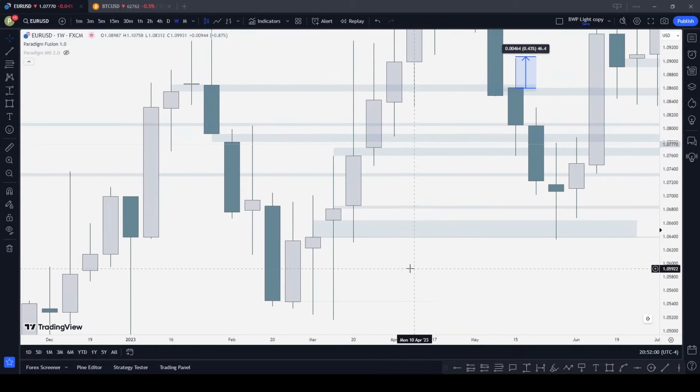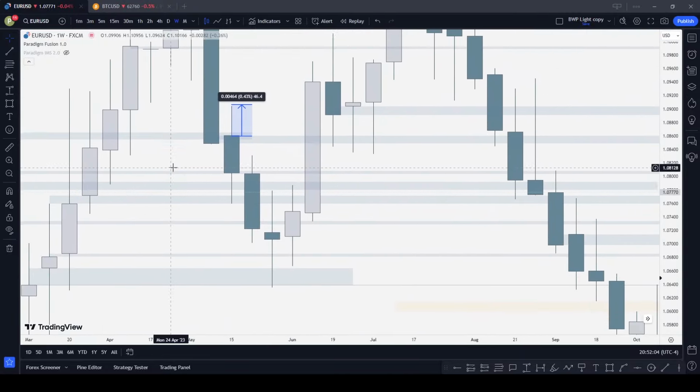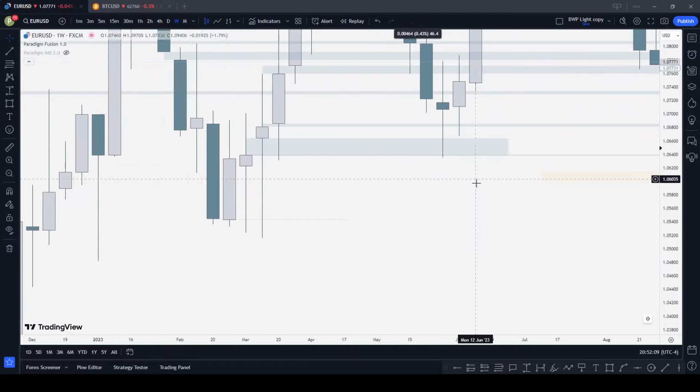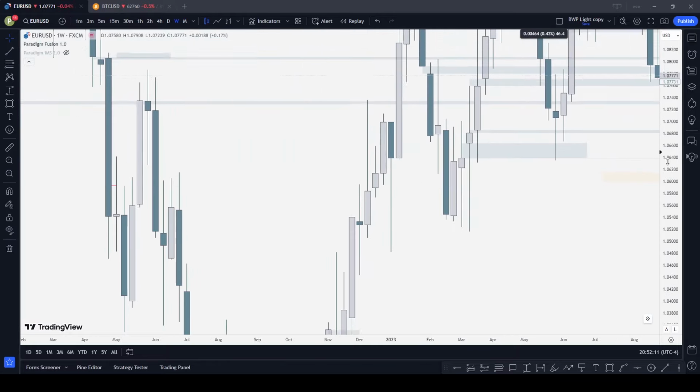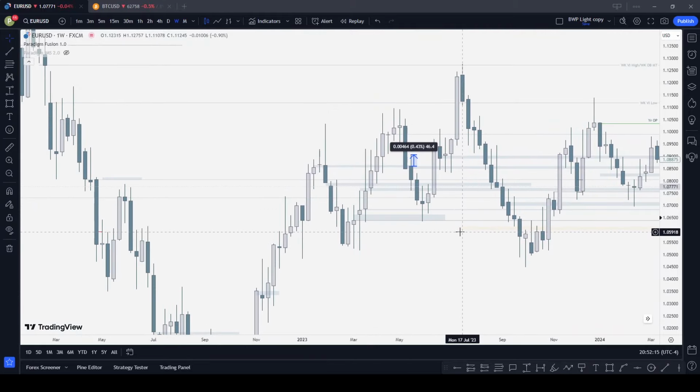Okay? Now you see the same thing repeating week in, week out. Alright, so that is the first step. That is the first thing my EA looks at on the weekly time frame.